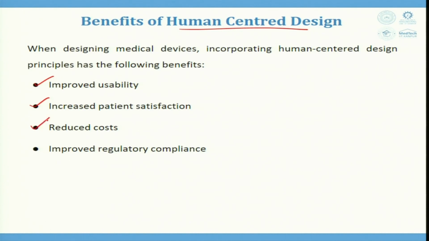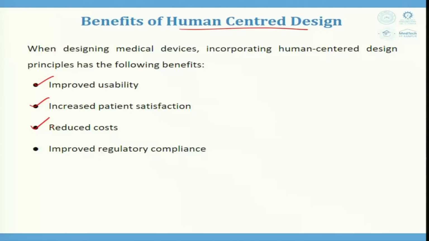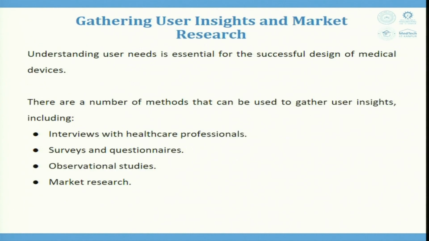Costs are also reduced. The costs are reduced because human centered design helps to identify and fix usability problems early in the design process, because the design process includes empathy as well. So, the number of iterations is reduced. If the number of iterations is reduced, the design time is reduced, and if the total design and development time is reduced, that means the costing is reduced. Then comes improved regulatory compliance, that means ensuring the medical devices comply with regulatory requirements. These things are kept in mind in the beginning itself. So, there are certain benefits of having human centered design.